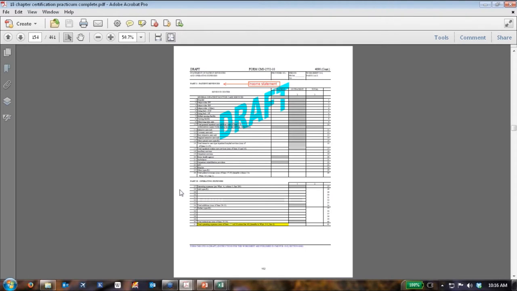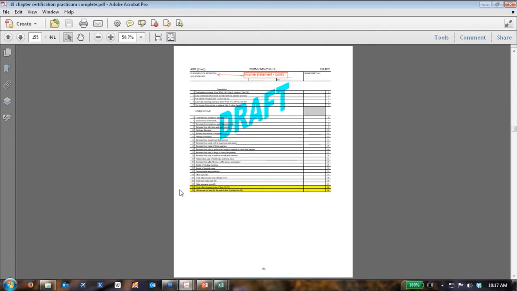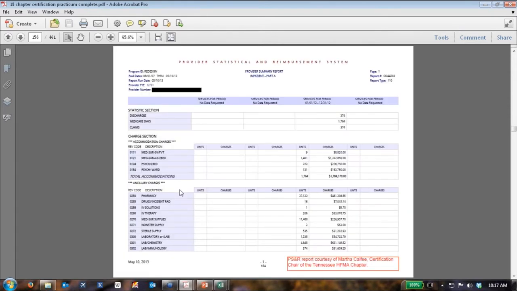I think if you look at this section in the study guide, you will be fortified for questions about the cost report on the exam, but you will also have learned something about a cost report in general that I think will stand you in good stead as a financial manager.